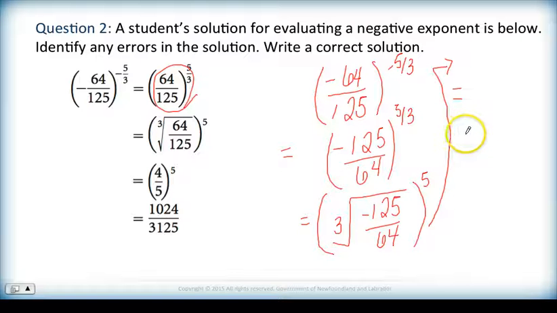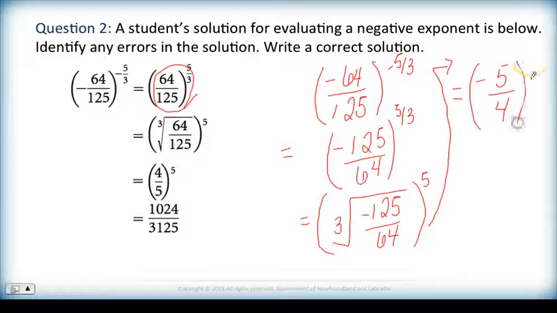If you have a calculator, you can use technology to find your solution. But if we look at it, it is the cube root. So what is the cube root of negative 125? The cube root would be negative 5. Then we have the cube root of 64. That will give us 4.